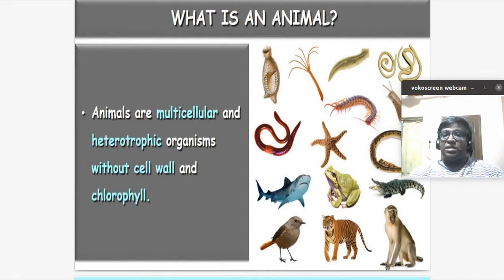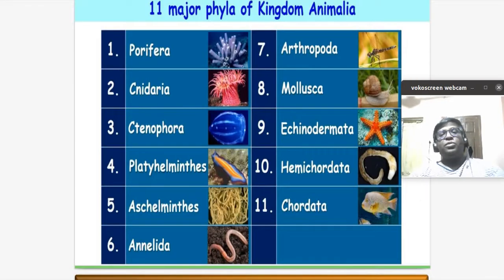If you look into the slide there, you find the diversity of animals, from poriferans to coelenterata, annelida to mammalia, birds, reptiles, all the examples are given there. So that is the diversity of the animal kingdom. You have to study 11 major phyla for the animal kingdom.